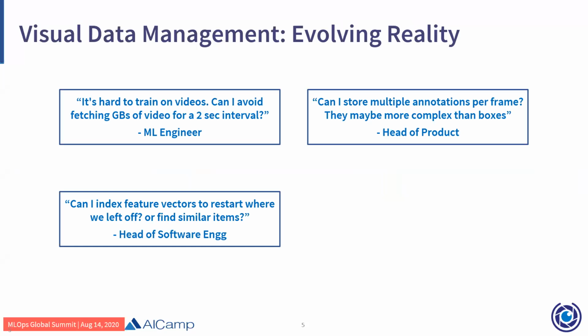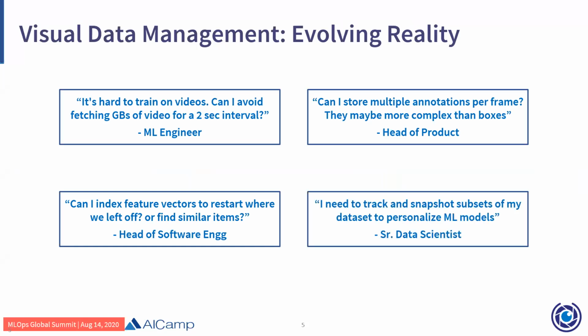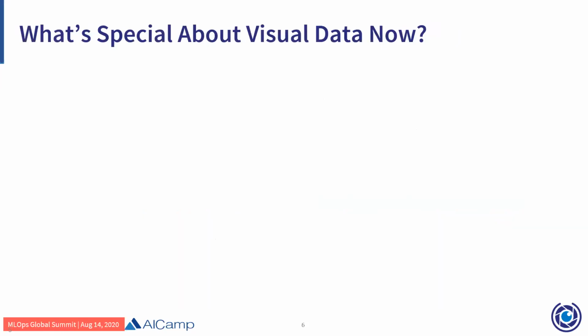Or it keeps getting more advanced, like, can I index feature vectors to restart where we left off, or find similar items to what I have? Or maybe I need to track and snapshot my subsets of data in order to personalize my machine learning models, can I do that? And this by no means is a complete list. The challenges in data management are becoming more front and center, from actual storage and access to validating correctness, removing outliers, fixing bias. Today, we want to focus on one of those, the management of data itself.